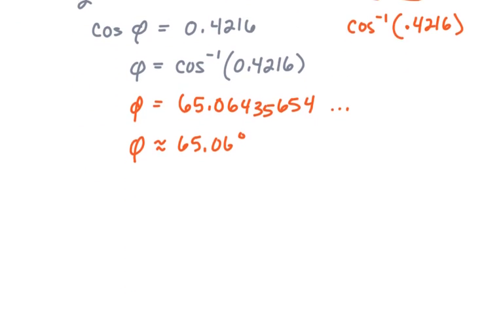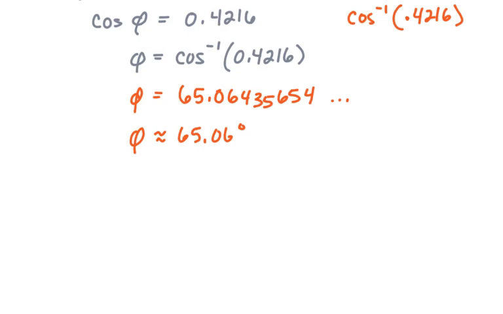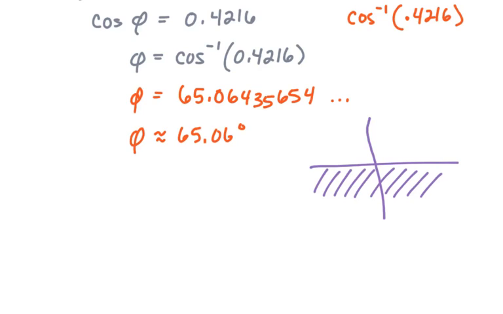Now, is that the only solution? At this point, we need to think back to what we know about inverse trig functions and the answers that the calculator gives us. Remember, if we're dealing with inverse cosine, we are always going to get an answer between 0 and pi. So we've got this positive 65.06 degrees up here in quadrant 1.